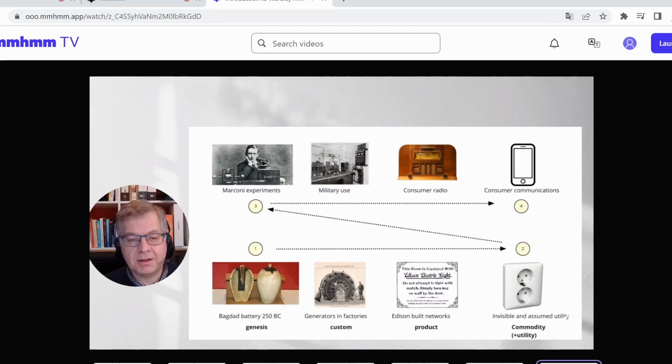Now, on top of the available electricity, new products and services could evolve. Marconi started experimenting with the radio. First it had some custom military use, and then it became a consumer product with broadcast radio, and later it evolved to become a utility, the mobile phone, which has become something that is assumed and that everyone has.